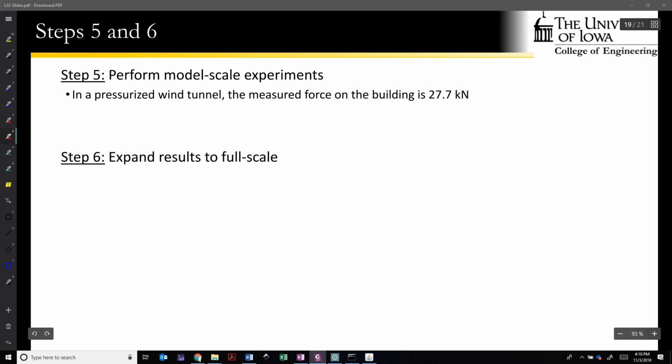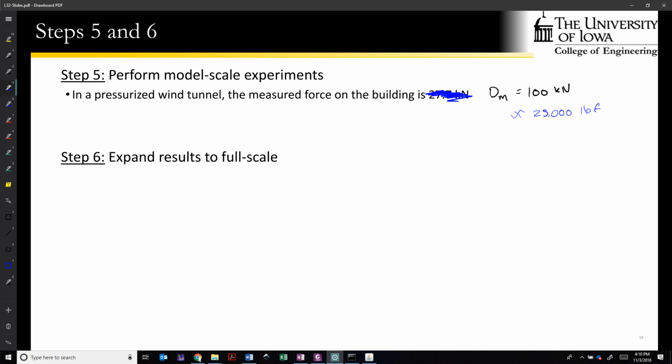So next up is performing the model scale experiments. So let's consider, oops, this is not the right drag force. I recalculated this, and a more realistic number is actually the model drag, 100 kilonewtons. I do want to note that this is a huge force. This is almost 25,000 pounds force. So this is not a small experiment we're conducting.